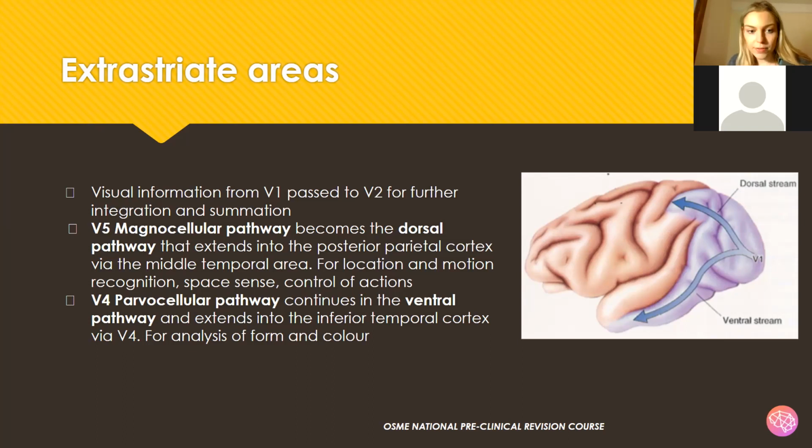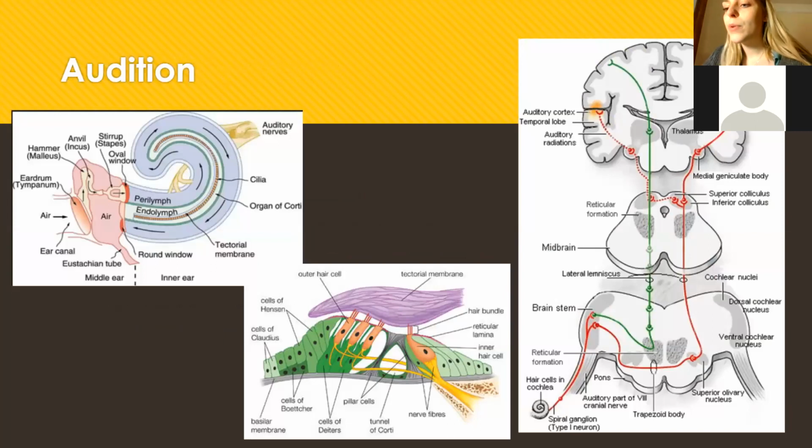Okay, that was a brief overview of that. We will now jump on to audition, just because of time. So again, if you just want to take a minute or so just to gather some thoughts over these images, or if anyone has any questions about vision, please ask now.